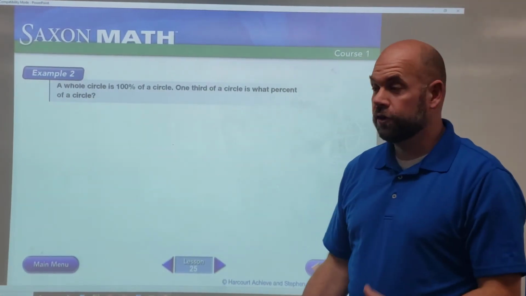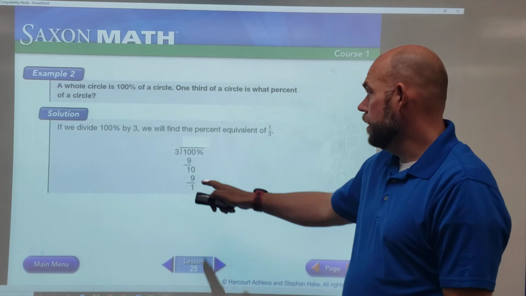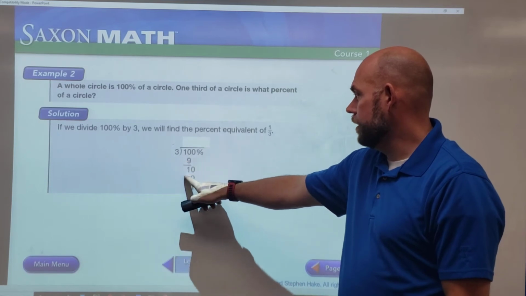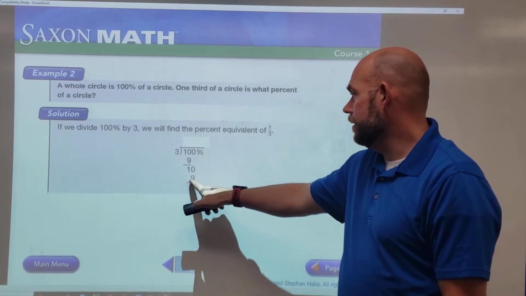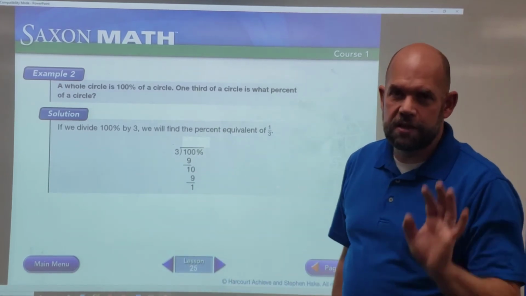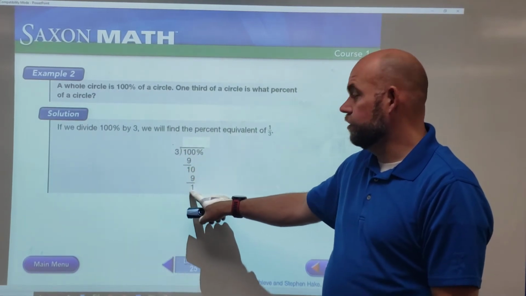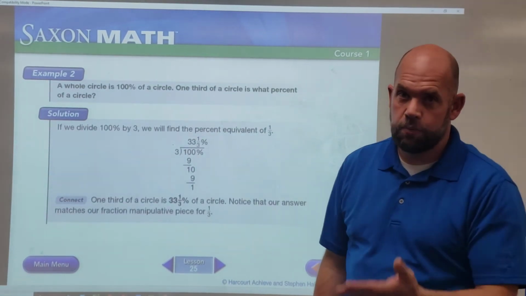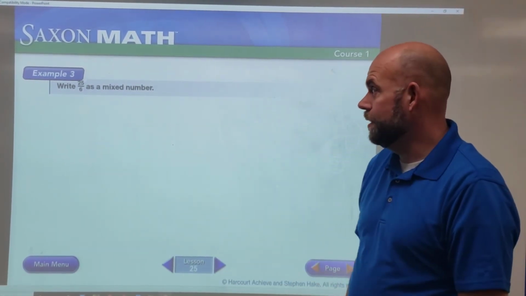Let's try another one. A whole circle is 100% of a circle, so 1/3 is what percent? So we take 100 divided by 3, and here we do 3 times 3 is 9. So 10 subtract 9 is 1. We drop the 0. 3 goes into 10 3 times again, 9, and we have a remainder of 1. There are no more zeros, and in the future we're going to do decimals where we'll drop another 0 and make it a decimal. But here we're going to say there's just a remainder of 1 out of 3, so 33 1/3%. Not too tricky.